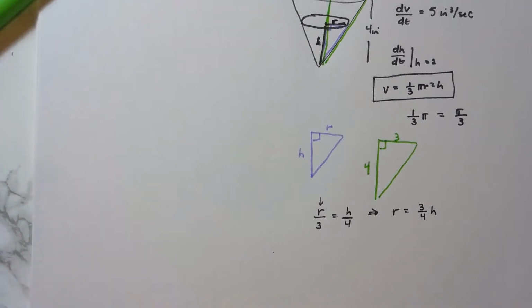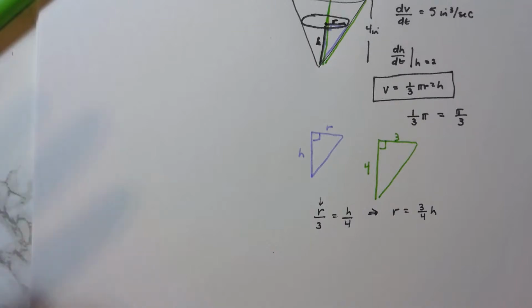So I cannot plug anything in. With cones, do not plug in any of the numbers, anything that's known. Don't even take your derivative until you get rid of a variable first, and then plug stuff in. Keep that in mind.